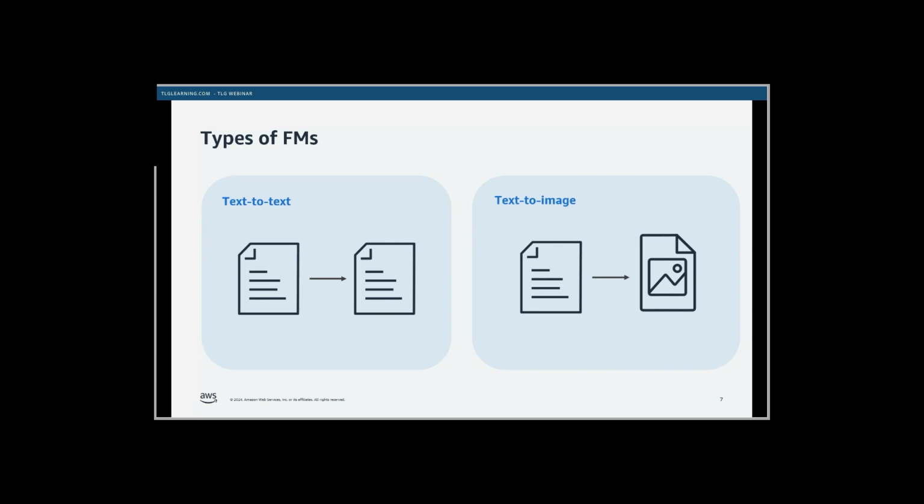So for the text to text models, we have models such as ChatGPT, of course, the Claude model from Anthropic. Amazon has their own Titan model. Meta has the Llama foundation models. Text to image type models would be things like DALL-E and Stable Diffusion and Midjourney. That's just some examples of some common foundation models, AIs that are out there today.